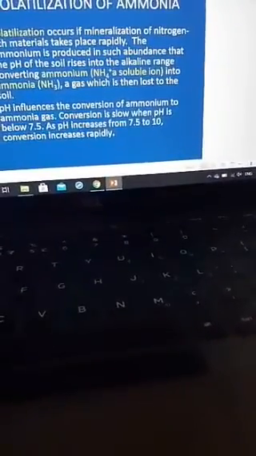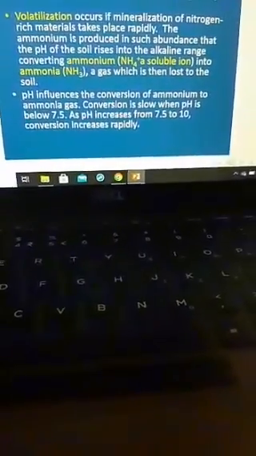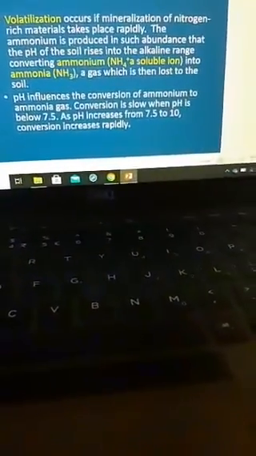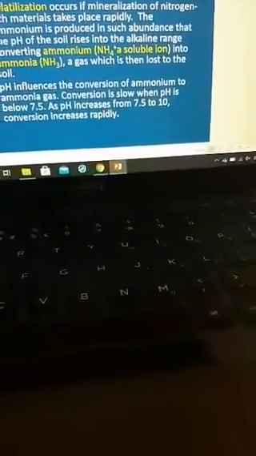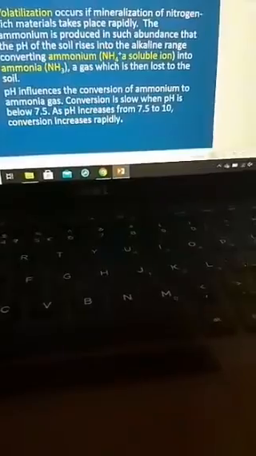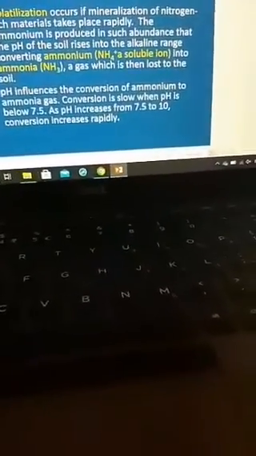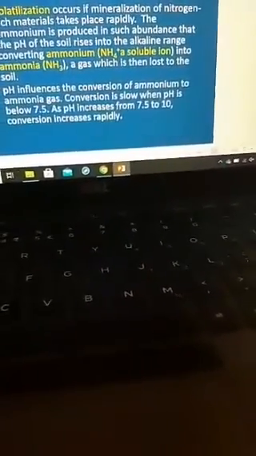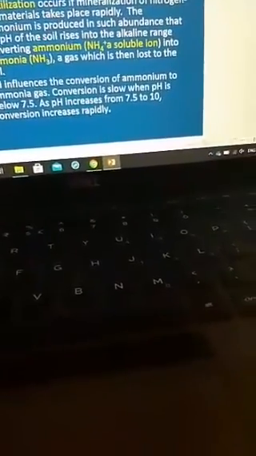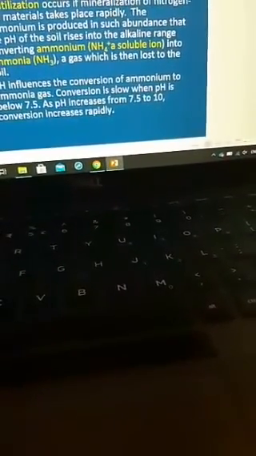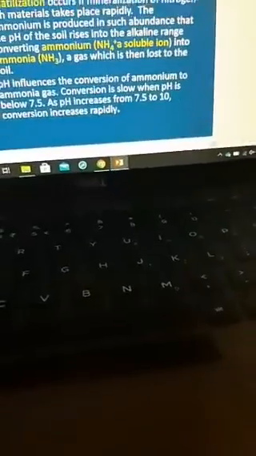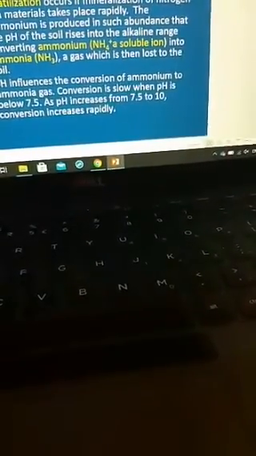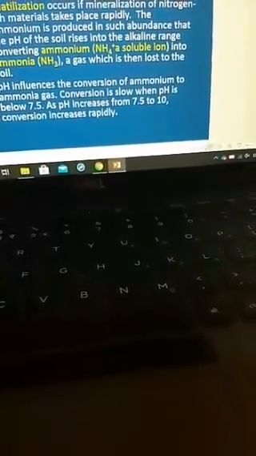The volatilization of ammonium is a process where, if there's a rapid release of nitrogen into the soil, too much ammonium is released into the soil. That can change the pH of the soil, making the ammonium, which is an ion, be converted into ammonia, which is a gas, and that gas can then be lost into the atmosphere. That is called the volatilization of ammonia.